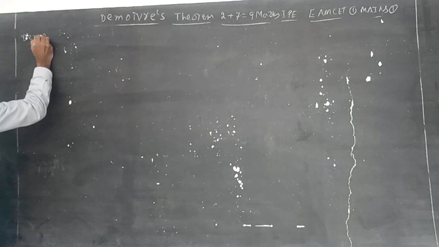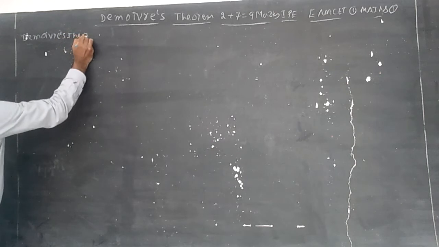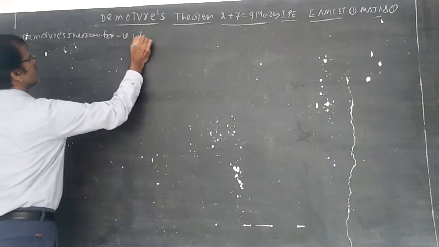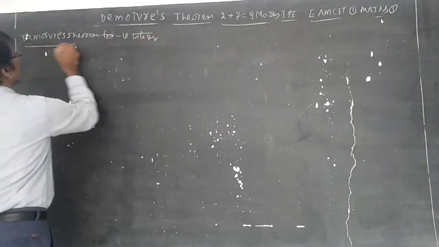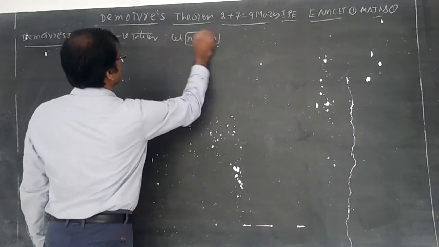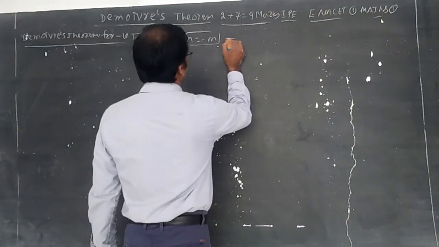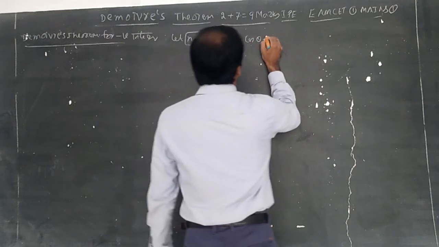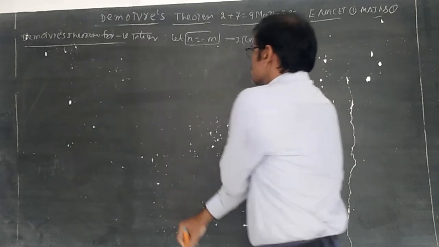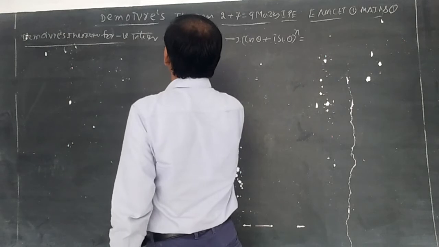Put a side heading: De Moivre's theorem for negative integer. Here I am writing, let n is equal to minus m. That implies (cos theta plus i sin theta) whole power n is equal to, where m belongs to Z. M is an integer.